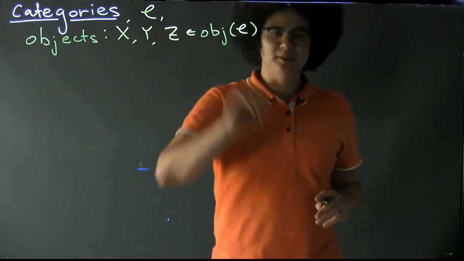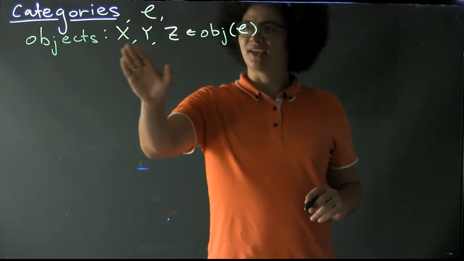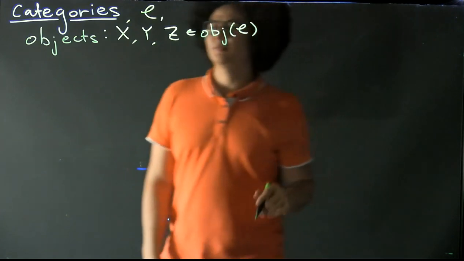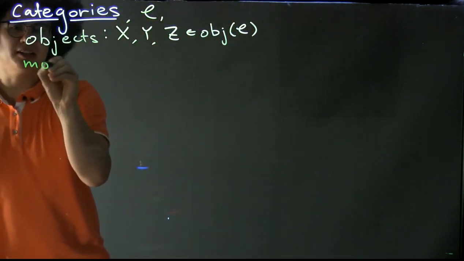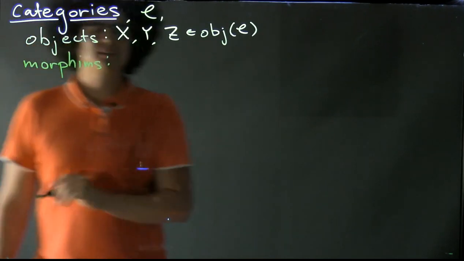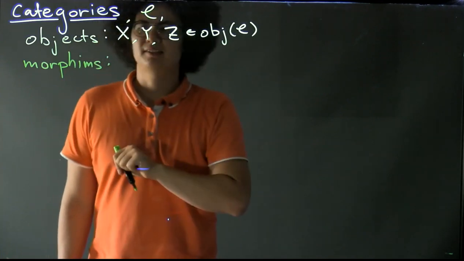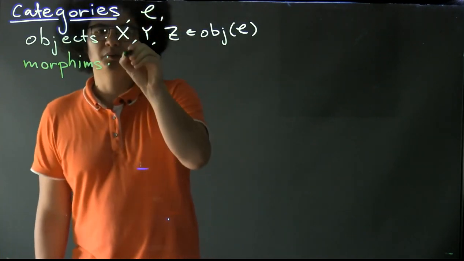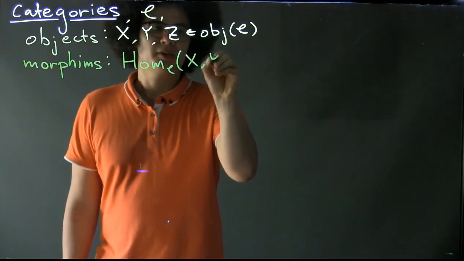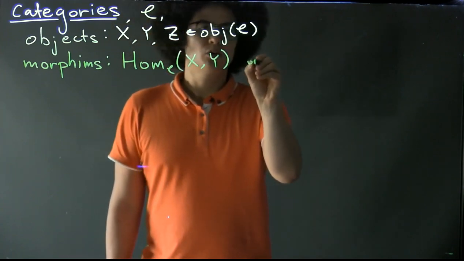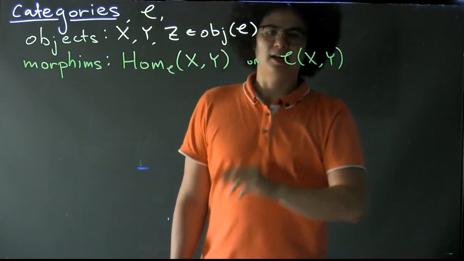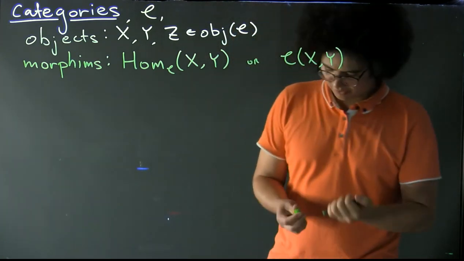Often people will leave out the obj there and just say that x, y, z in C. And then for each pair of objects, we have a set of morphisms. So say between objects x and y in our category, we'll denote the set either as hom C from x to y, or we'll denote it as C(x, y). I'm going to generally stick to this notation just for brevity.